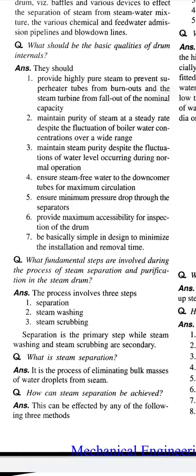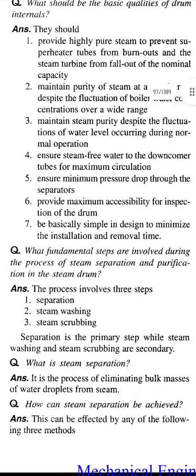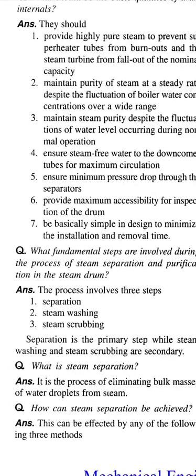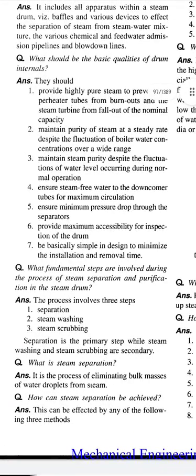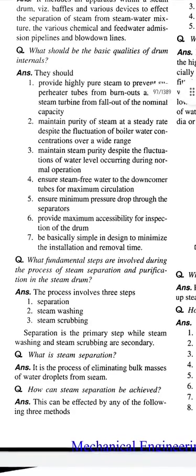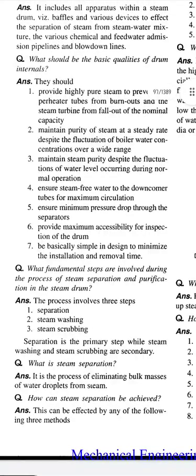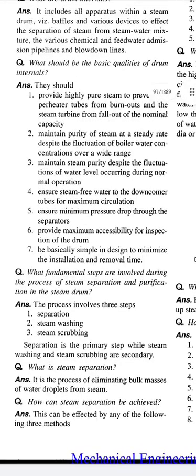Answer: the process involves three steps: separation, steam washing, steam scrubbing. Separation is the primary step, while steam washing and steam scrubbing are secondary. What is steam separation? It is a process of eliminating bulk masses of water droplets from steam. Question: how can steam separation be achieved?